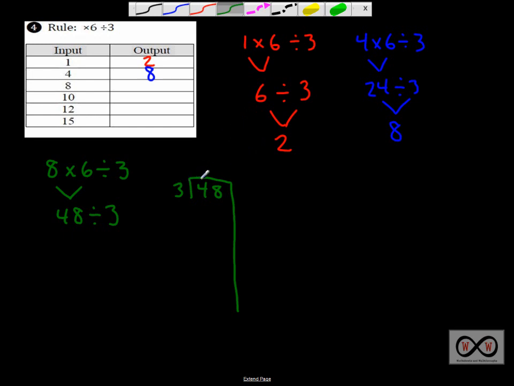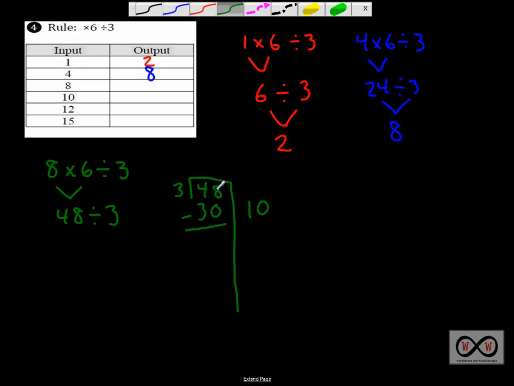3 times something would give us 48. Well, let's see. I like to work with benchmark numbers when we're doing the partial quotient method. So 3 times 10 would give me 30.